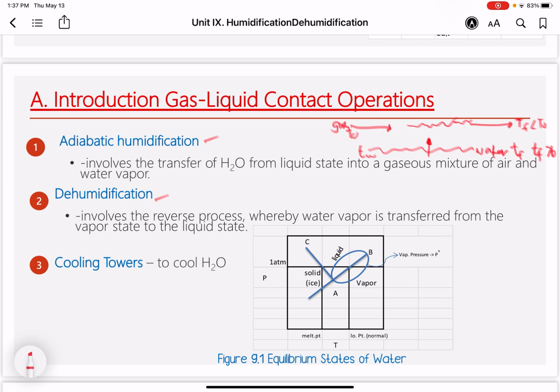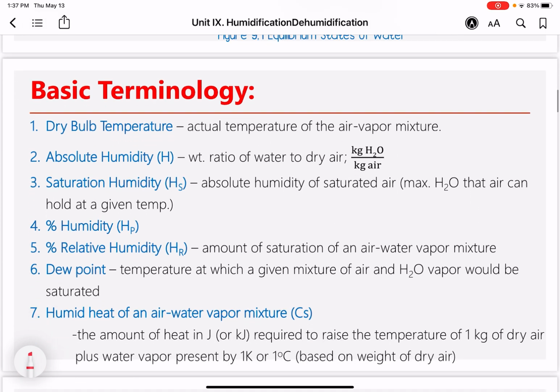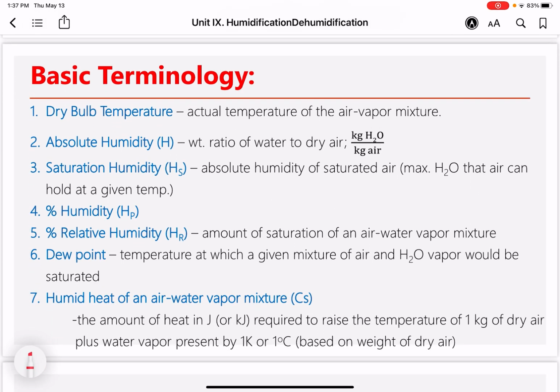For cooling towers, of course, from the term itself, it is used to cool water. We will be tackling problems later on these three gas-liquid contact operations. Let's define first the basic terminology to be used in this module.